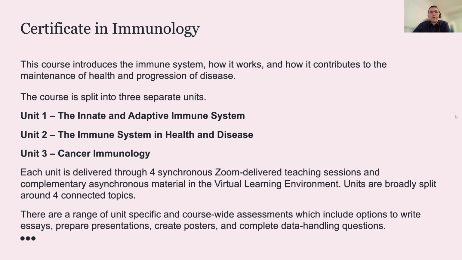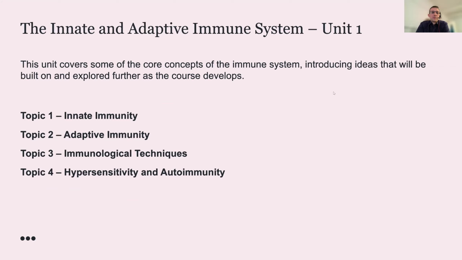So I'll just quickly run through a bit more detail now about the 3 units. The first one of these, the innate and adaptive immune system, is taught to bring you to a position where you understand the basic functions of the immune system within humans. It begins by looking at the innate immune response, so particularly how we recognize infections and the sorts of molecules that exist in our bodies that allow that recognition to take place.